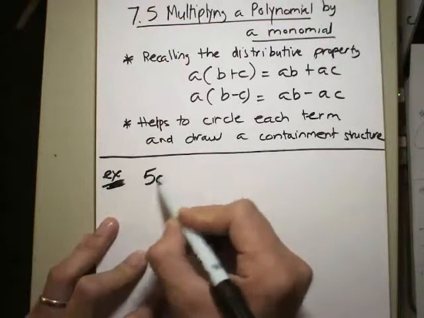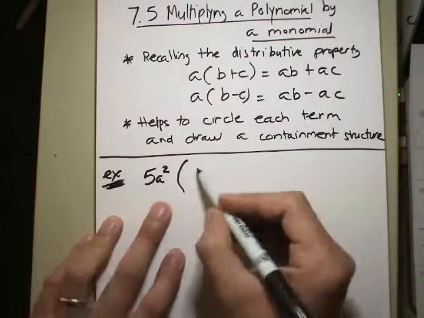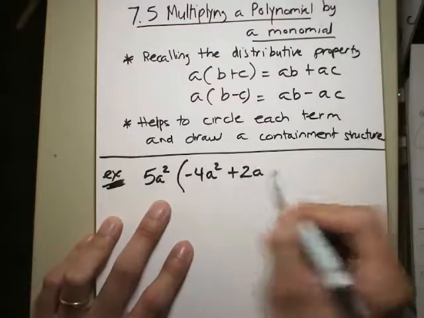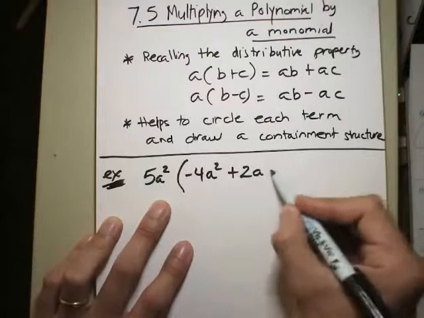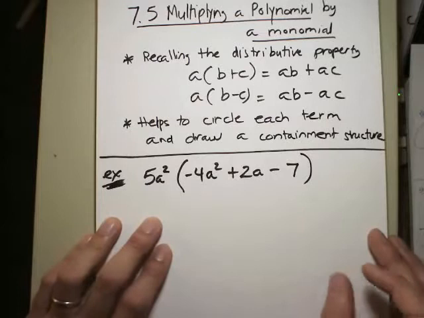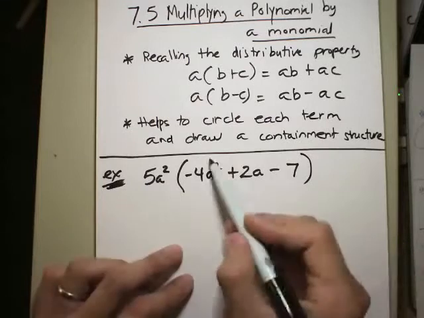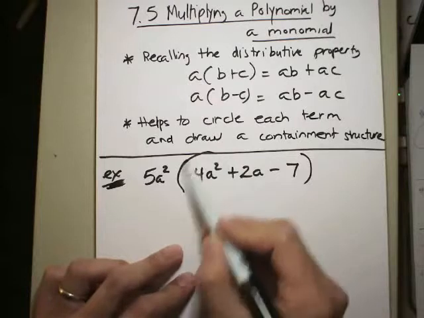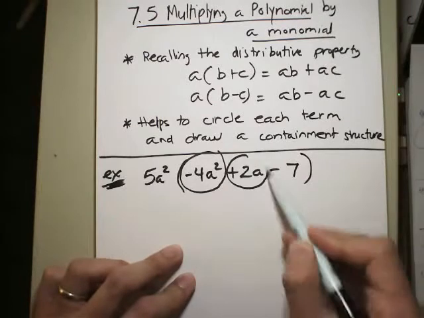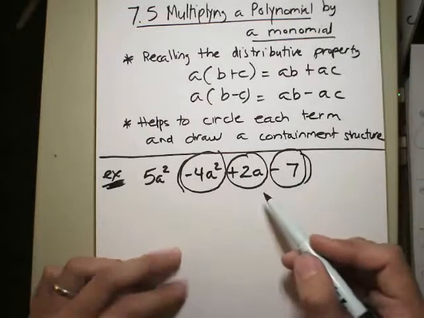You have 5a squared, that's one term, it's a monomial, multiplied by negative 4a squared plus 2a, which is another term, minus 7. So you have a polynomial multiplied by a monomial. Go ahead and identify each term. This is what I mean. In this case, you have 3 terms. This is one term. Notice that I circle the sign in front of the term as well, because the sign in front tells you whether it's a negative term or a positive term.